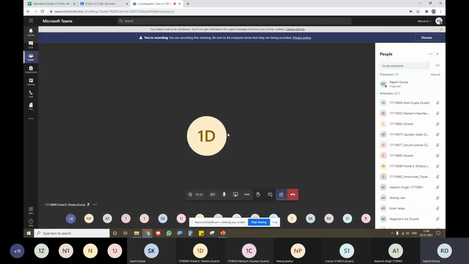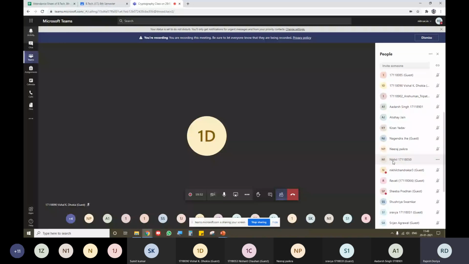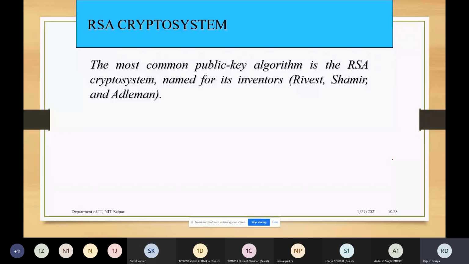Who has got some idea regarding this? Atisha Jain? Yes, sir. Any idea? Sir, no idea, sir. Just now Vishal has explained. You should have listened to him.